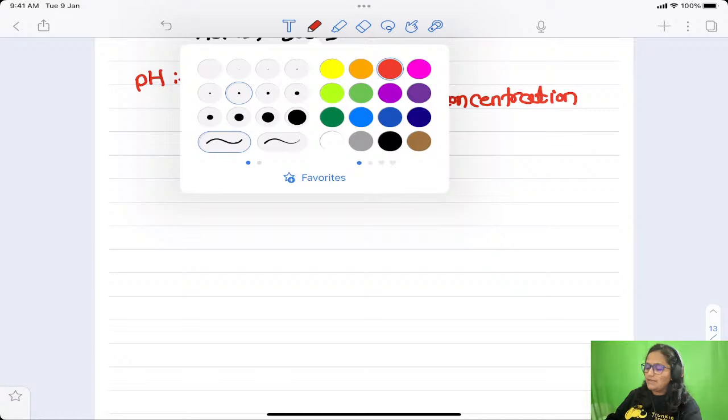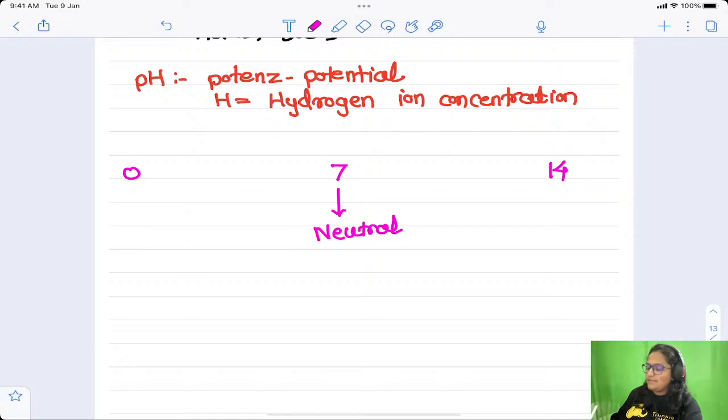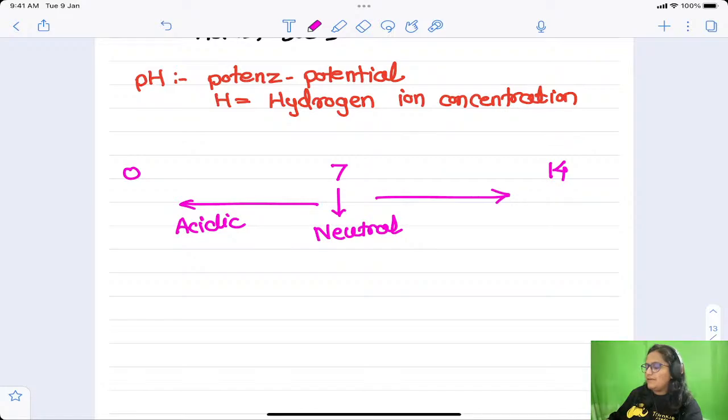Now we have seen that the pH scale starts from 0 to 7 and then to 14. Exactly 7 is neutral. This is the pH scale. We have seen this part yesterday. Less than 7 is acidic, and greater than 7 is basic. So this is about the pH scale.